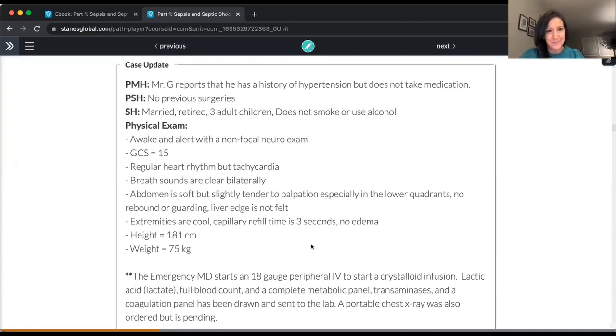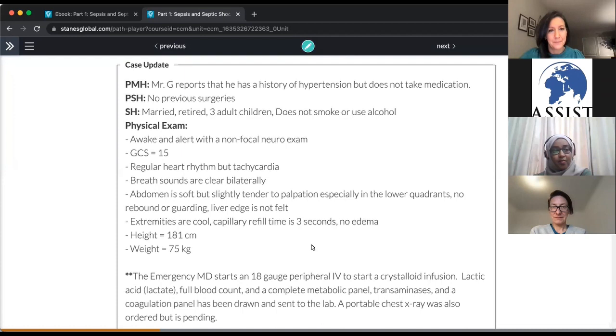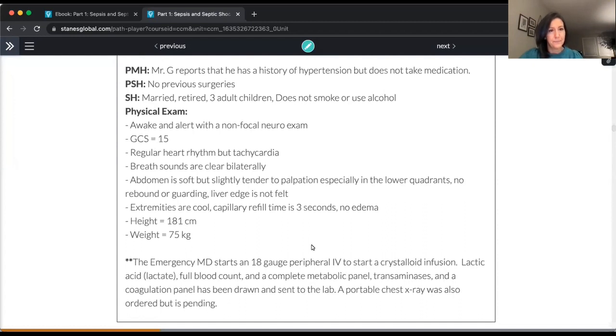Of course. So, as past medical history, Mr. J. For past surgical history, no previous surgeries. He's married, retired, has 3 children, and does not smoke or use alcohol. For physical exam, he's awake and alert with a non-focal neural exam. GCS is 15, regular heart rhythm but tachycardic. Breath sounds are clear bilaterally. Abdomen is soft but slightly tender to palpation, especially in the lower quadrant. No rebound or guarding. Liver edge is not felt. Extremities are cold. Capillary refill time is 30 seconds. No edema. The height is 181 centimeters.